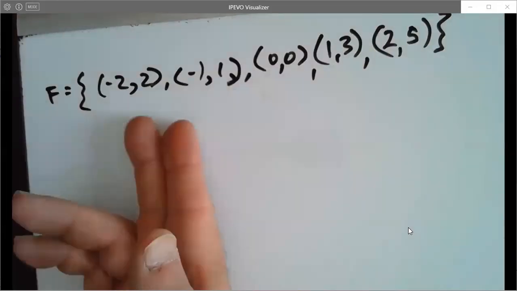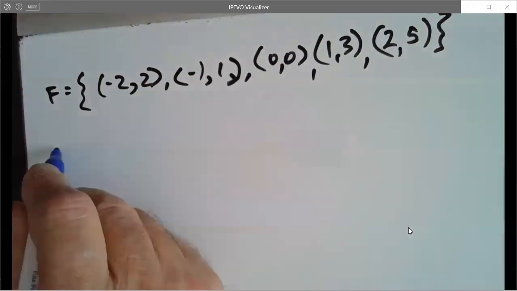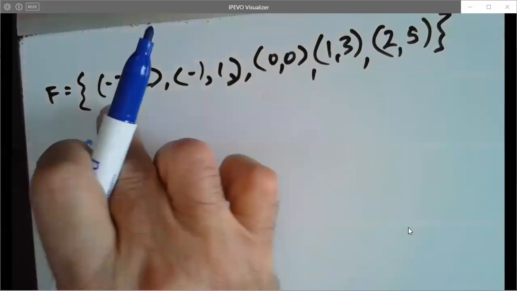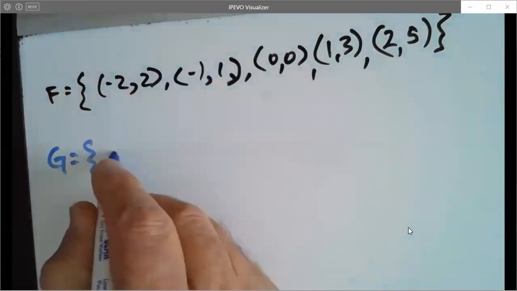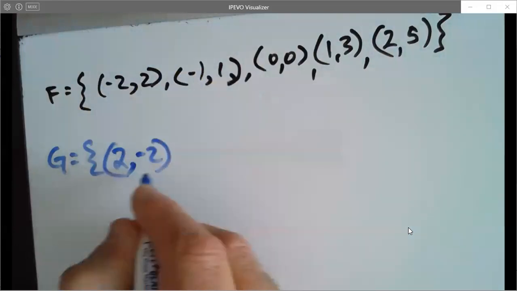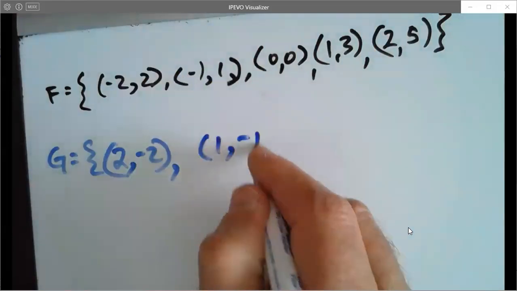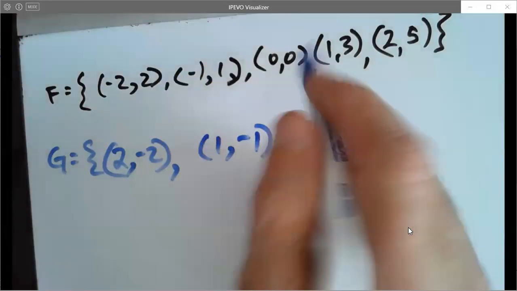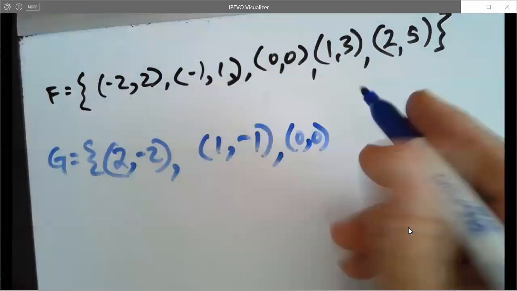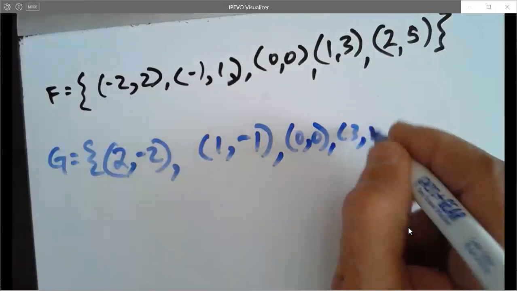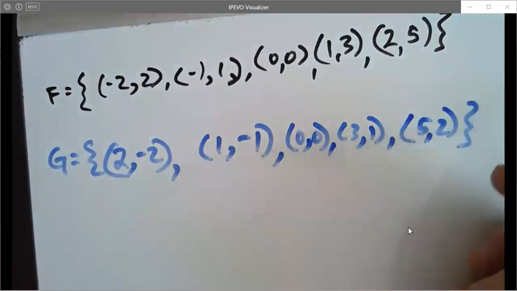and we switch places. So what was the y is now x, and what was the x is now y, and we'll call that set G. So instead of negative 2, 2, we switch them, and now the inverse is 2, negative 2. And so instead of negative 1, 1, we switch it, and now the inverse is 1, negative 1 rather. 0, 0, well, you switch that and it's still 0, 0, right? 1, 3 becomes 3, 1. And 2, 5 becomes 5, 2. Okay, and so that's our inverse.